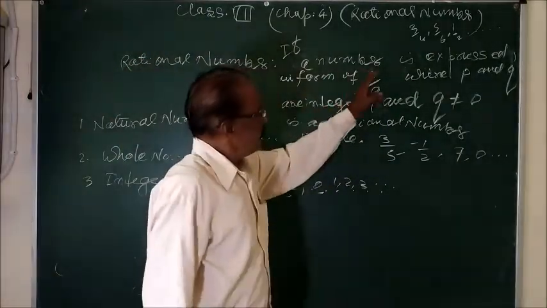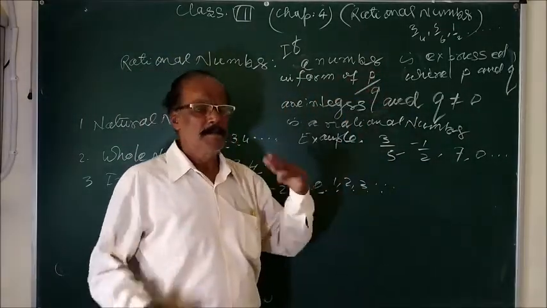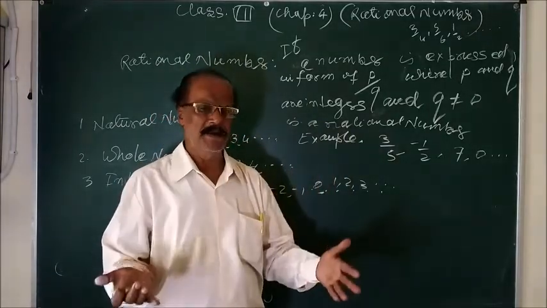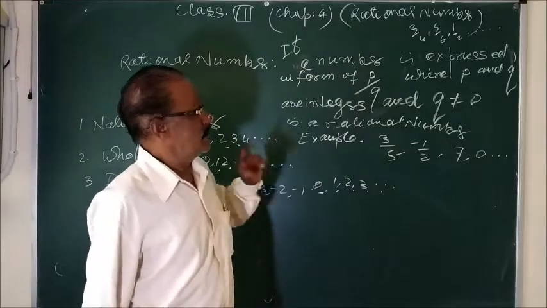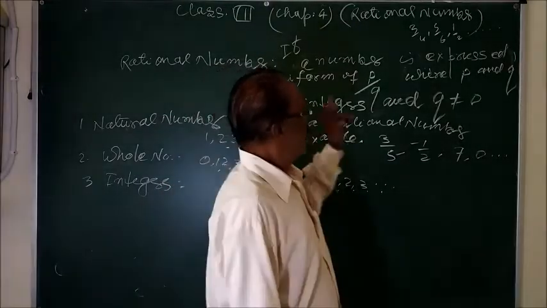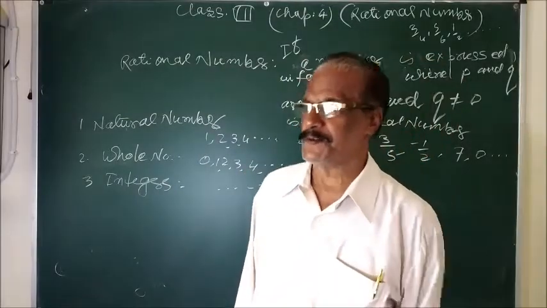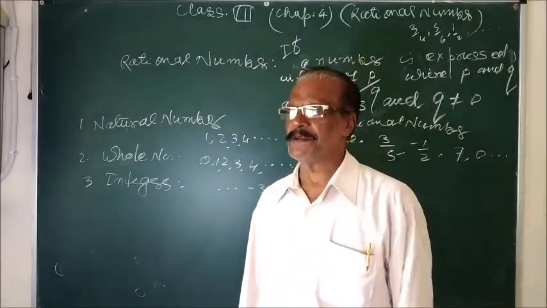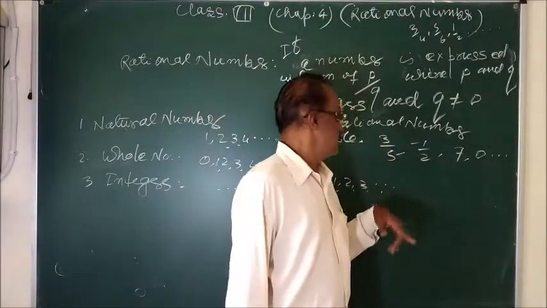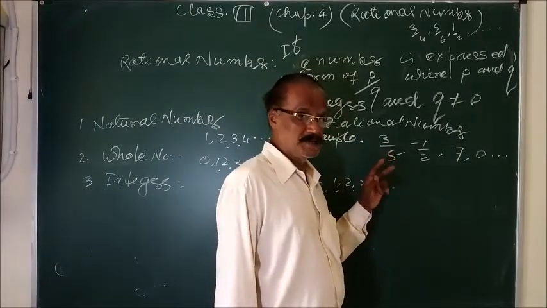This is the definition of a rational number. A number, if it is expressed in the form of P upon Q. You can suppose A by B, C by D, E by F, whatever. Suppose P by Q, where P and Q should be integers, and Q is not equal to 0, then that number is called a rational number. For example, 3 by 5: 3 and 5 are integers, and the denominator Q is not 0.